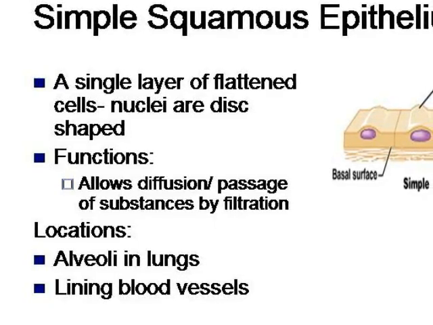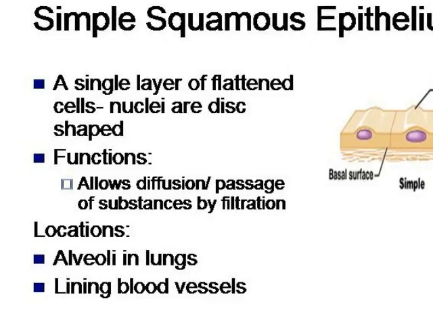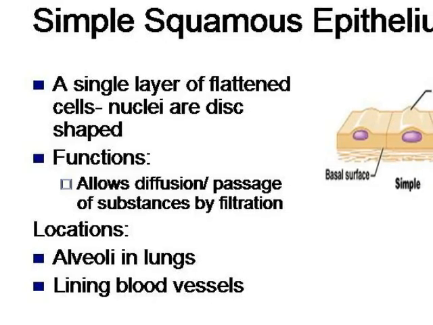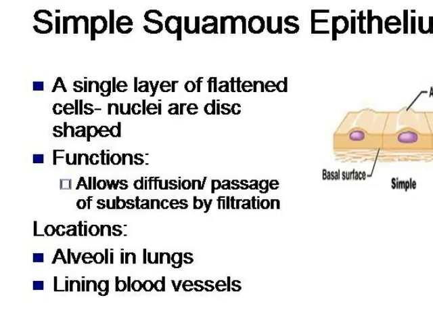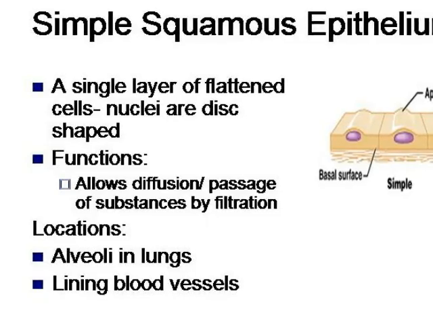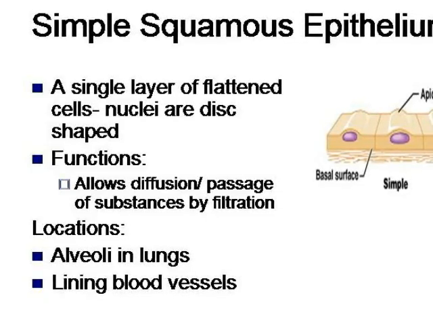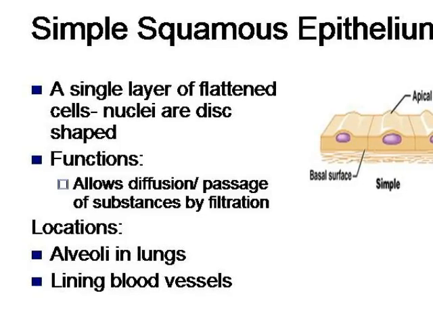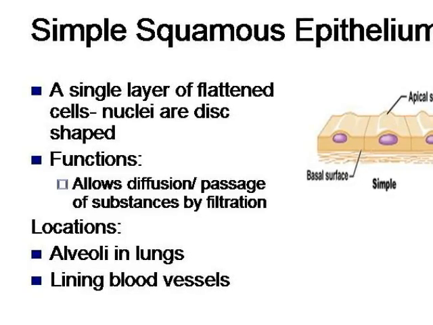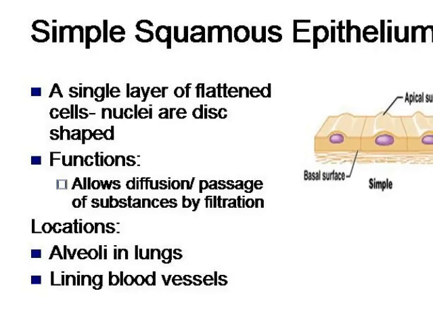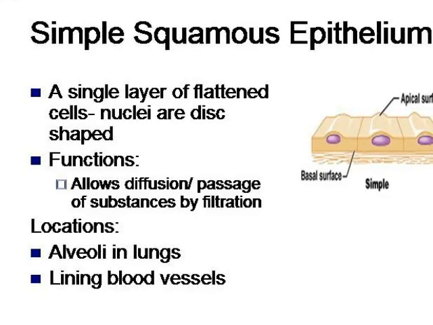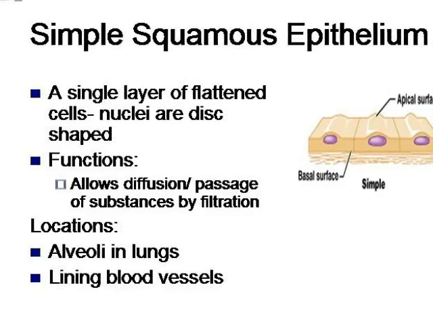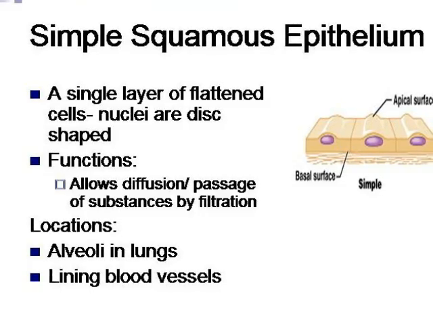The first type of epithelium that we'll discuss is simple squamous epithelium. Simple squamous epithelium is a single layer of flattened cells. The nuclei are disc-shaped or more flattened looking. The main functions of simple squamous epithelium are to allow diffusion of gases and chemicals to pass from one side of the cell to the other.